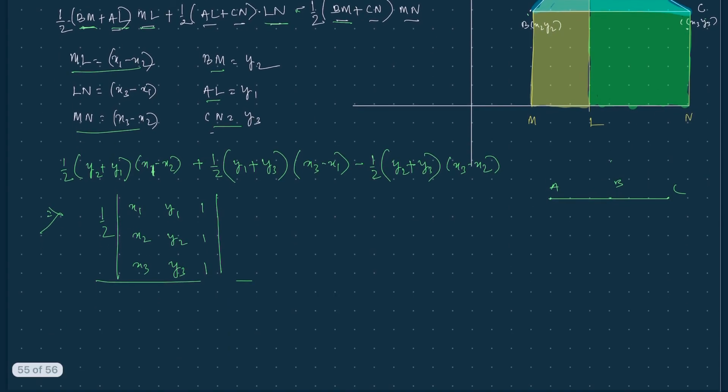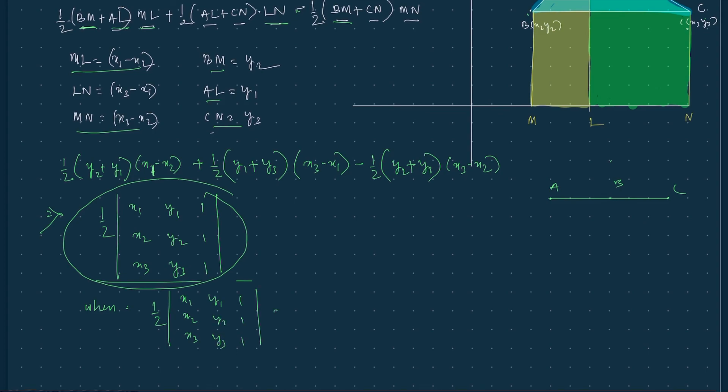So we can say when this formula, 1 by 2 of the determinant x1 x2 x3, y1 y2 y3, 1 1 1, is going to be 0, then point A is equal to x1 y1, B is equal to x2 y2, C is equal to x3 y3, then A, B, C will be lying on a straight line.